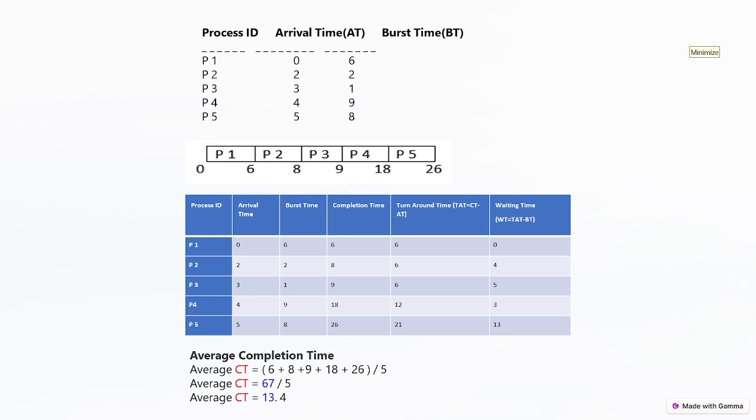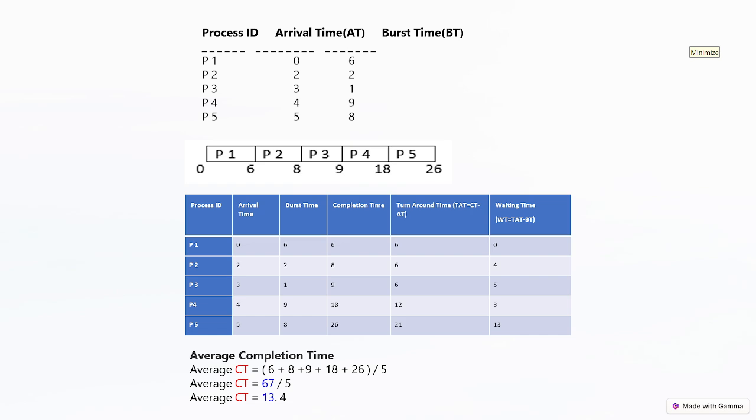So this completion time is the start time of process P4. The burst time of P4 is 9, so 9 plus 9 is 18. So 18 is the completion time of process P4. Then this 18 is the start time of the last process, which is P5. Here the burst time of process P5 is 8, so 18 plus 8 is equal to 26. This is the completion time of process P5.